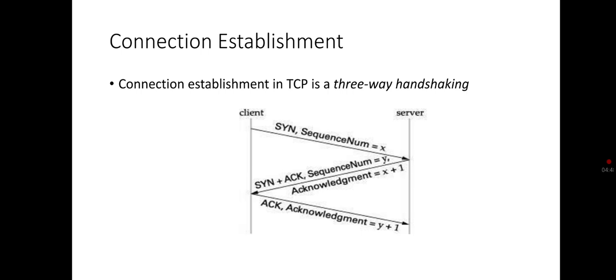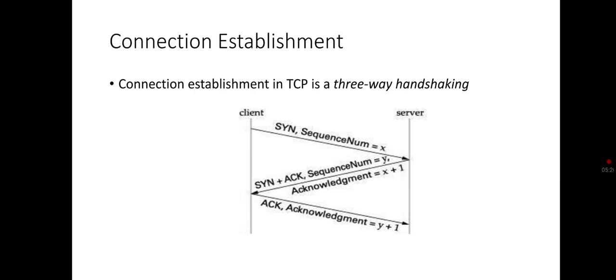Connection establishment. Connection establishment in TCP is a 3-way handshaking. First, the client sends a synchronize segment to the server containing its initial sequence number. Then next, the server responds with a segment that acknowledges the client segment and specifies its initial sequence number. And last, the client responds with a segment that acknowledges the server sequence number.